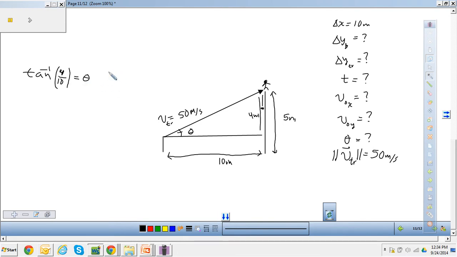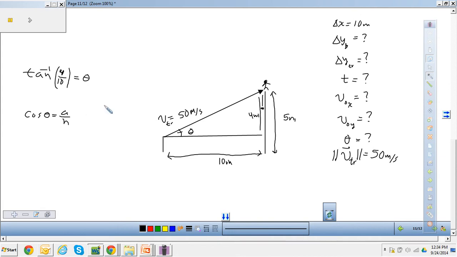Because if this ratio... How am I going to phrase this here? Cosine of this same angle equals the adjacent over the hypotenuse. Do we know the hypotenuse?